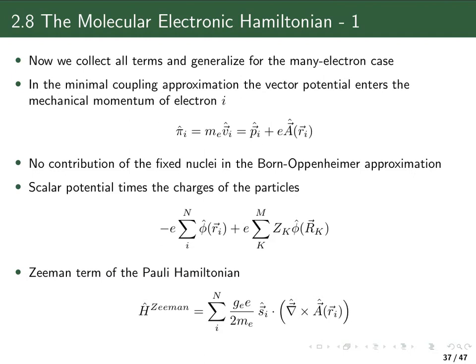In addition, we will include the Zeeman term of the Pauli Hamiltonian, which we just have derived in the last lecture, which is the interaction of the spin of the electrons with the curl of the vector potential. Now, in principle, there is of course a corresponding term also for the spin of the nuclei, but again, this we will not include in our Hamiltonian.